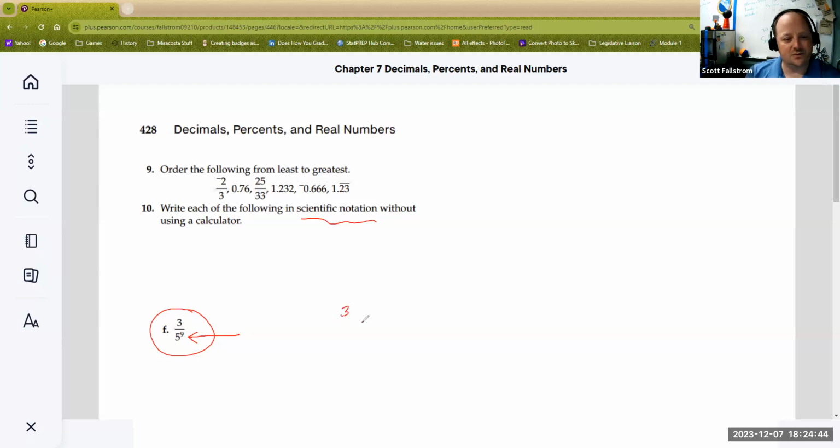So this becomes 3 over 5 to the 9th, and then bring in my 2s. I need a 2 to the 9th, and I need a 2 to the 9th. And that means down here I have 10 to the 9th in the denominator. And up here in the numerator, I have 3 times 2 to the 9th. Now that seems daunting, right?